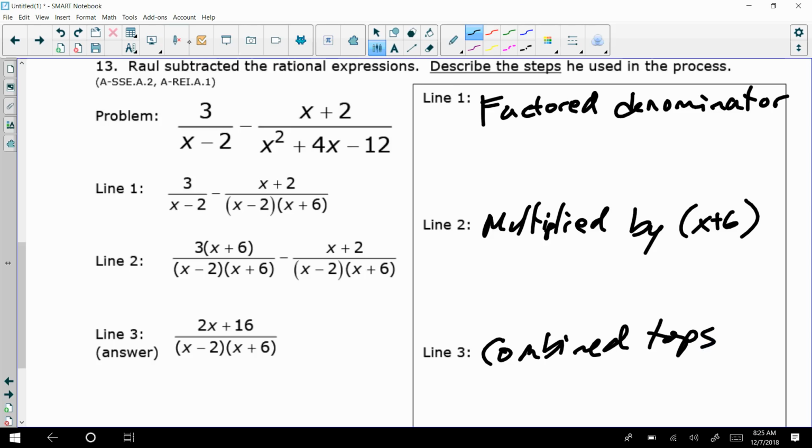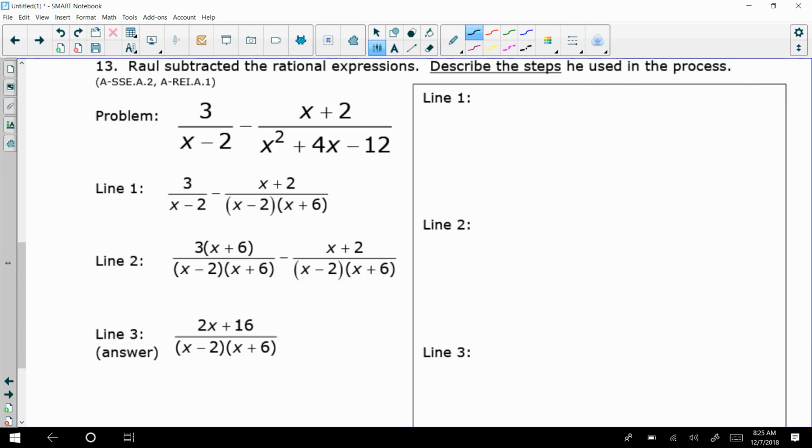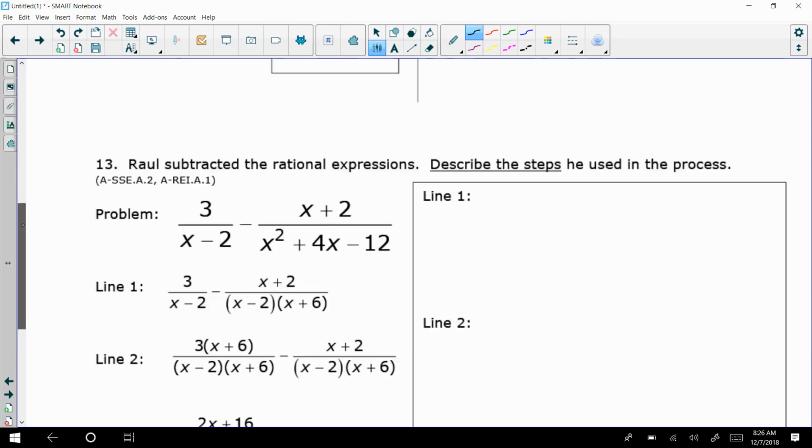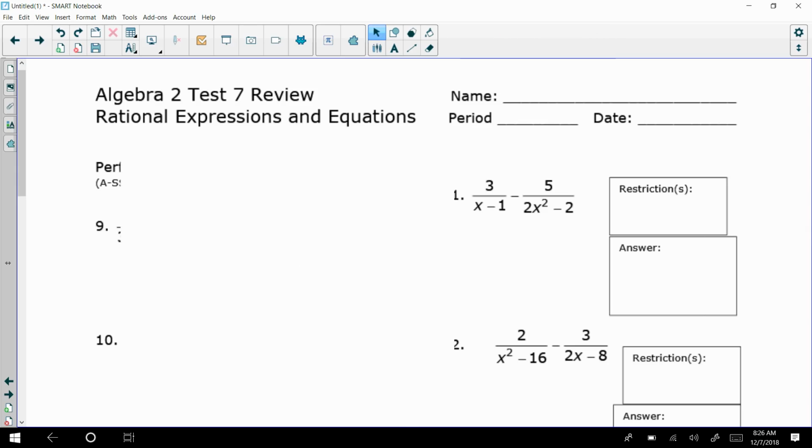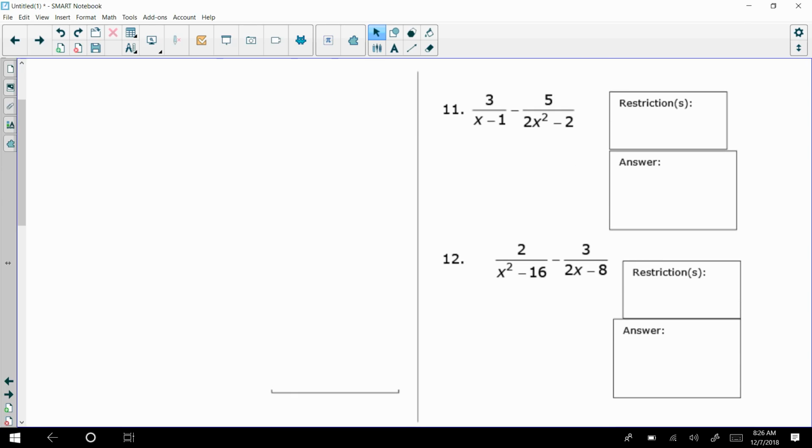Let's see what else we got. We may or may not have some more stuff up here at the top. I don't remember. Back up and scoot this over. Oh, I just drew a line. There we go. Okay, so same thing. It's just a subtraction problem. So we've got to do our work first.